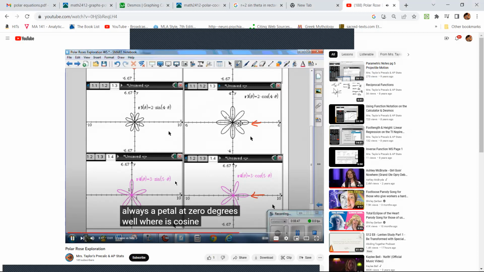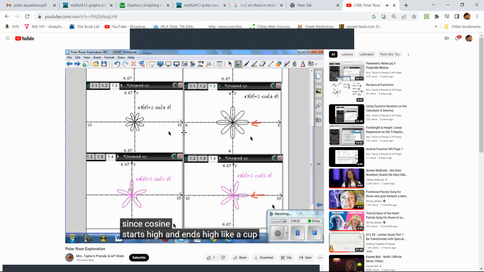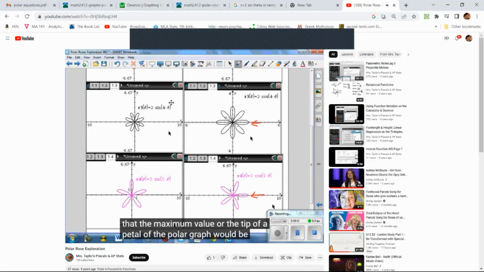Where is cosine at its maximum? Remember we were talking about the maximum. Cosine has a max and then it falls. It's at the polar axis, so it starts at 0. Cosine starts high and ends high, like a cup that starts up, so its maximum value is at 0. It makes sense that the tip of a petal of the polar graph would be at 0.